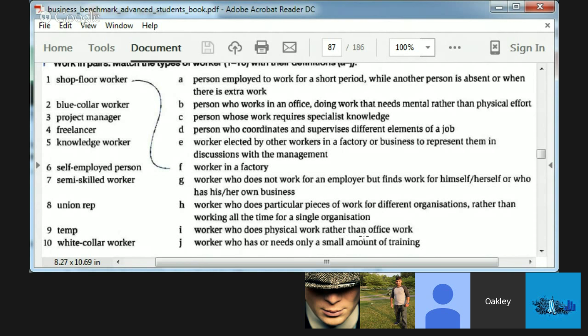A worker who does physical work rather than office work. Very basic definition of blue-collar worker. Thank you. That is correct. Somebody who does plumbing or carpentry, a builder, an electrician, somebody who works in the sewer. Okay, these are generally blue-collar workers.